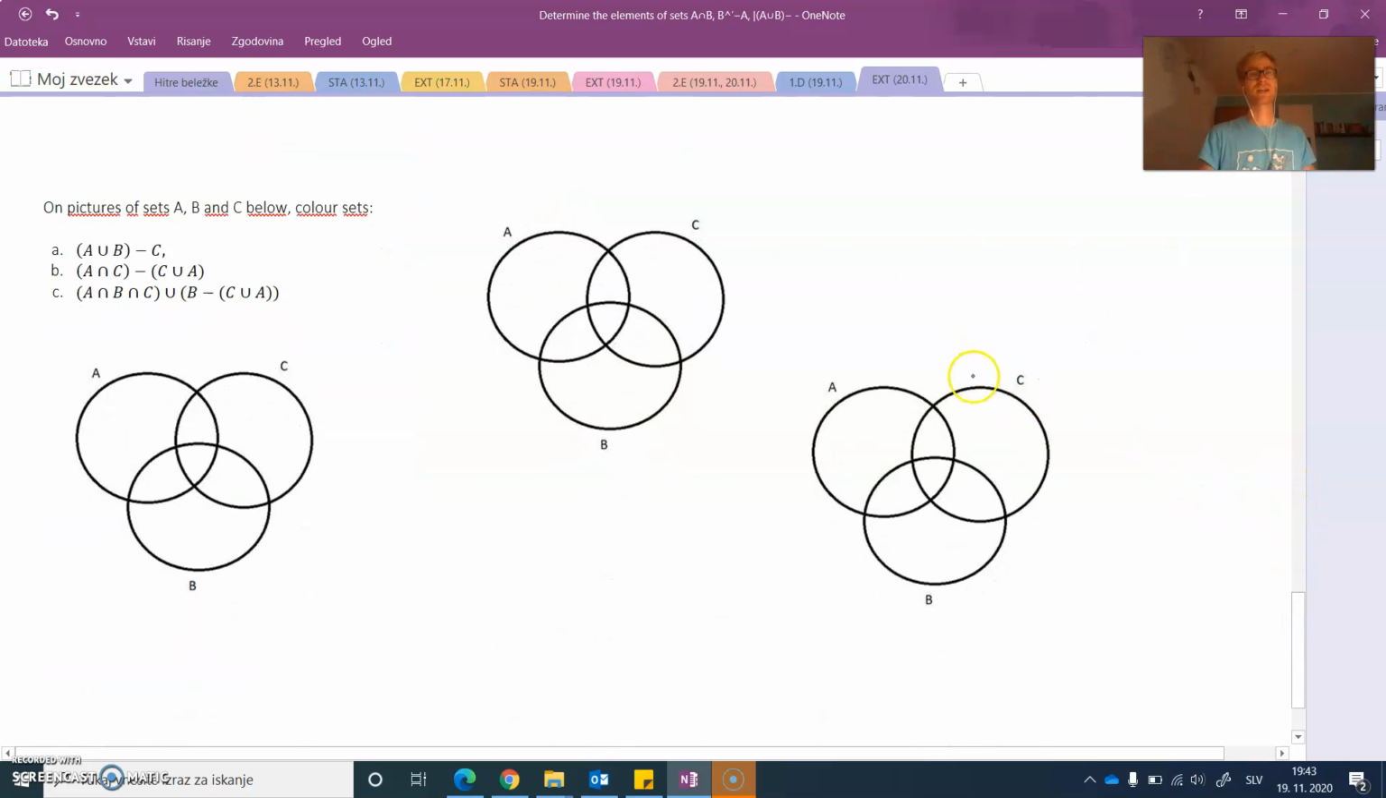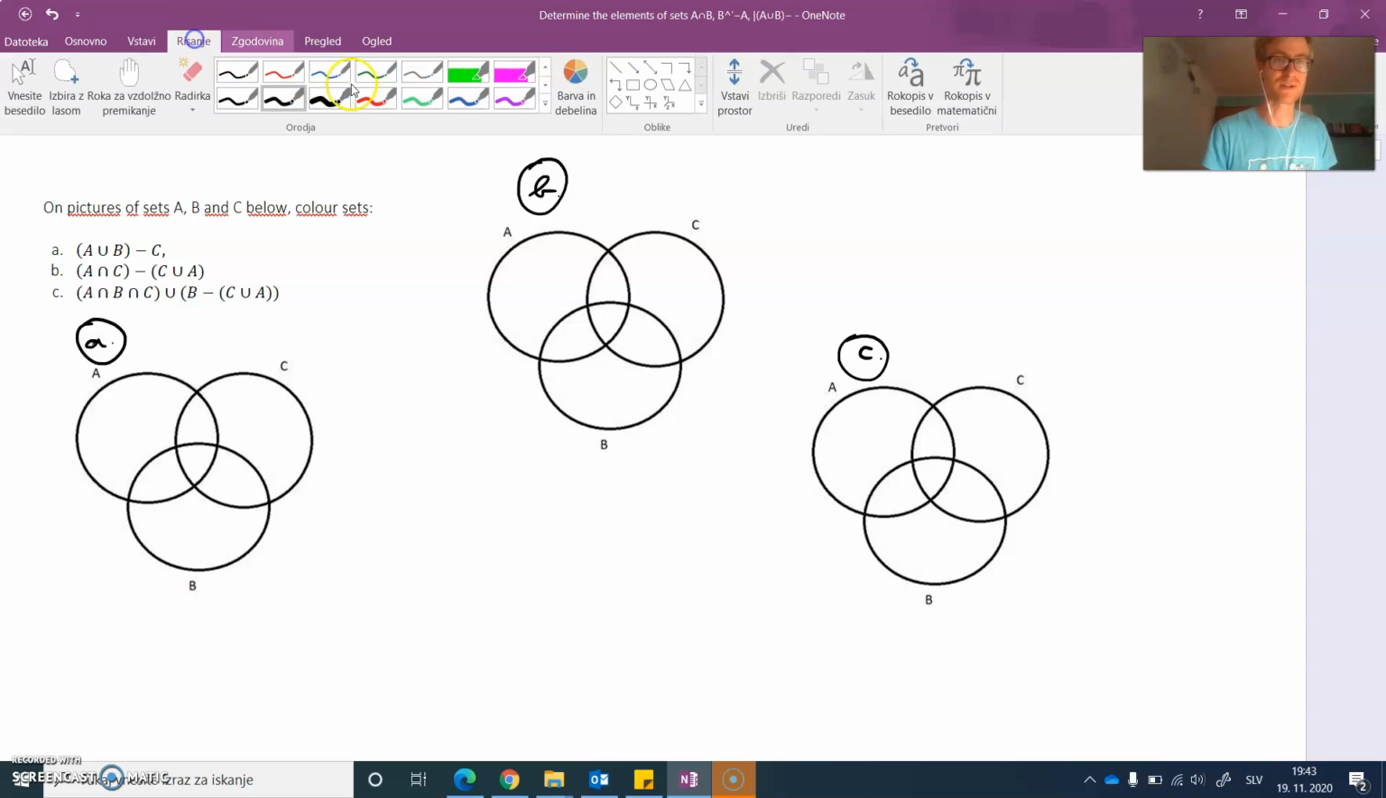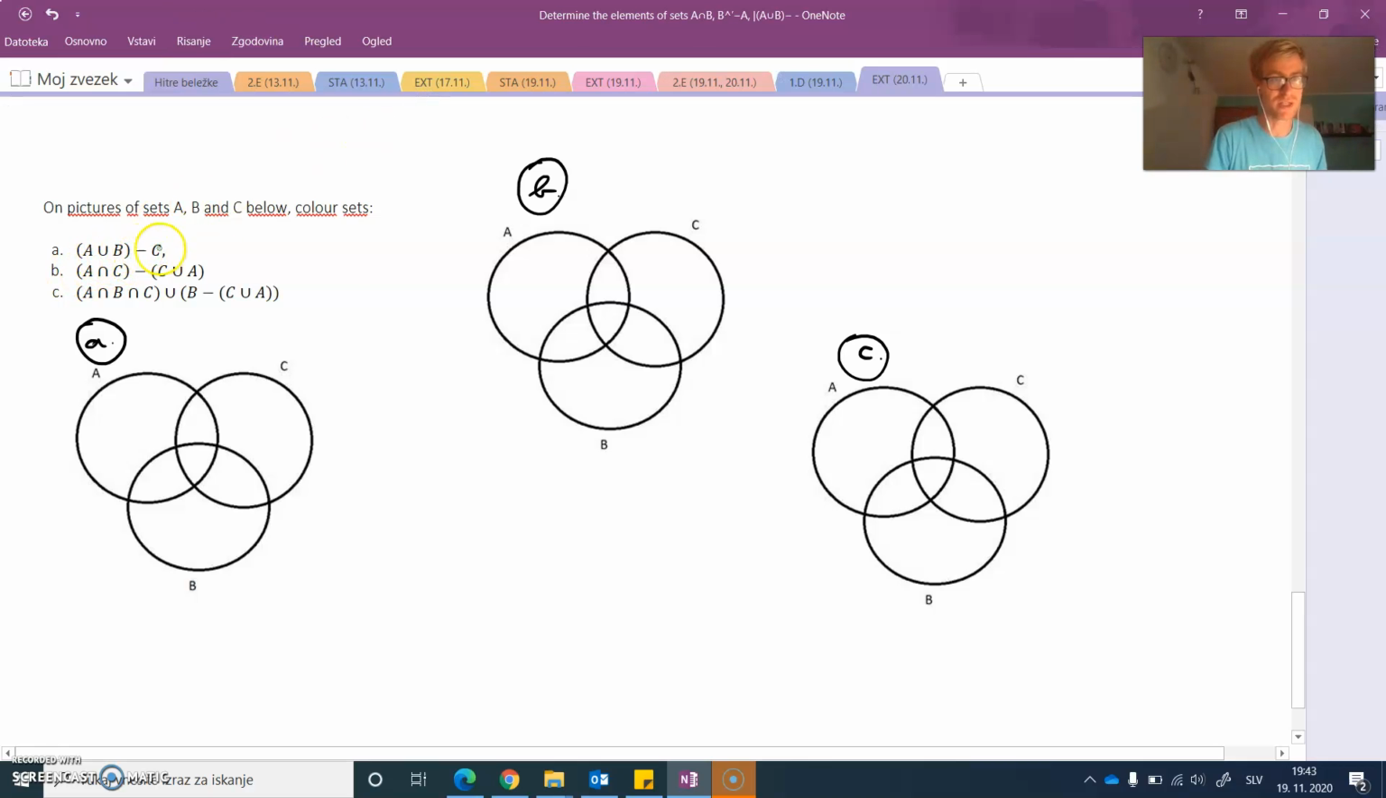And the fourth one, you see, you had to color those sets. The first one, let's say this will be the first one. This is A, this is B, and this is C. Okay, so the first one, A union B without C. So everything that A and B have, but C doesn't. Everything that either A or B have, but C doesn't. So this should be the colored set. You see, A union B would be everything of A and B, and then you take everything that C has out of it, and you will basically get this one. So this is a green one.